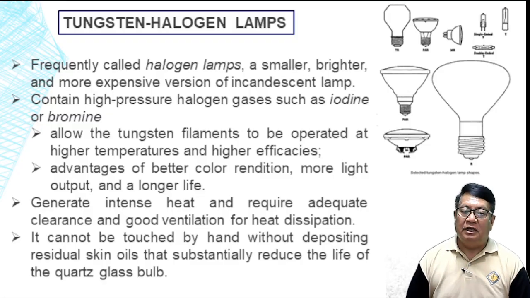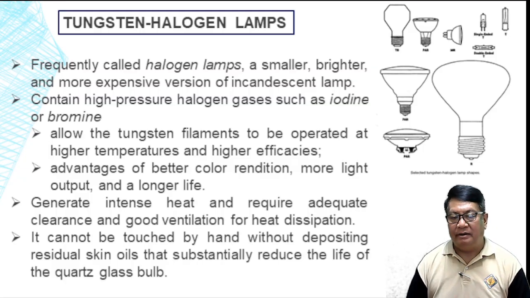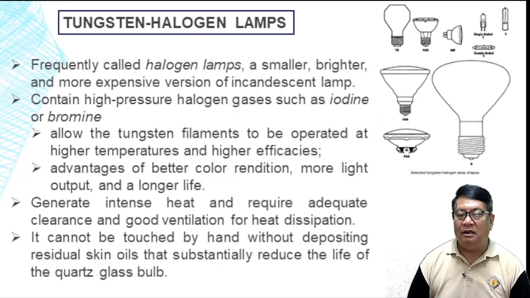This contains high pressure halogen gases, either iodine or bromine, which allow the tungsten filaments to be operated at higher temperatures and higher efficacies. But of course, we have this high pressure so that these tungsten filaments will not be burned out or busted. The advantages are better color rendition, more light output, and longer life for these tungsten halogen lamps.